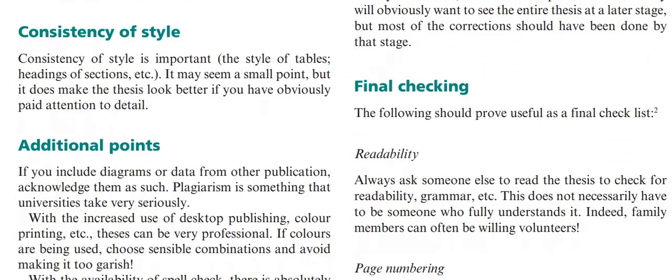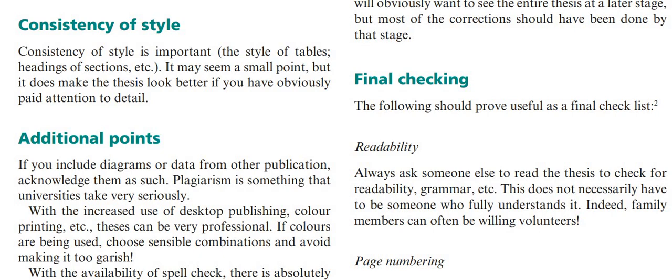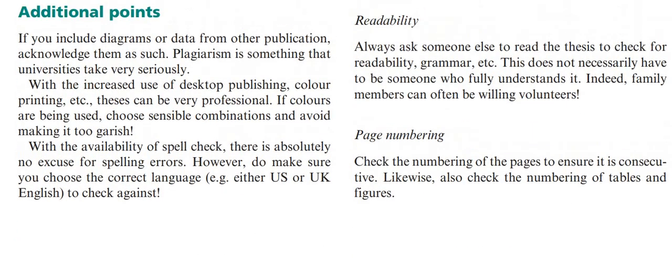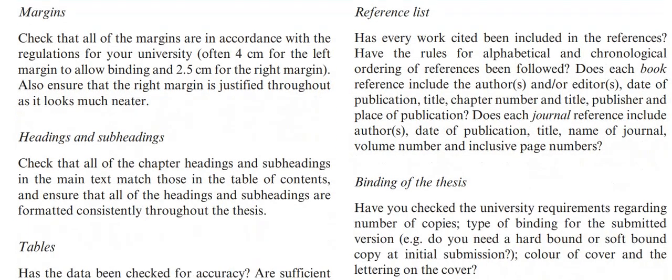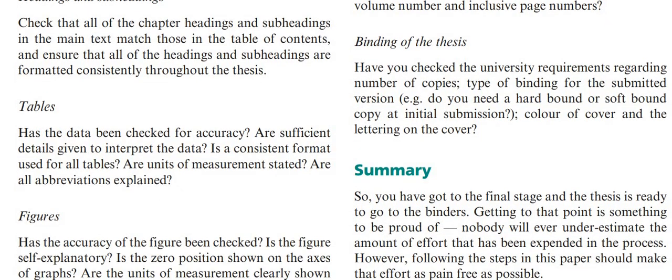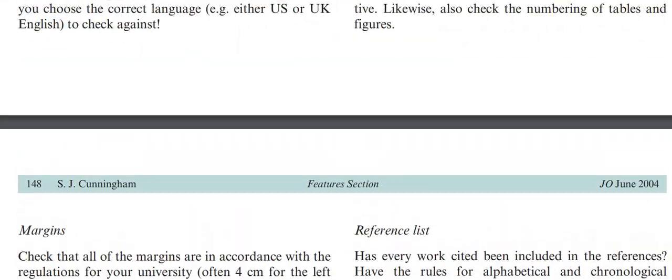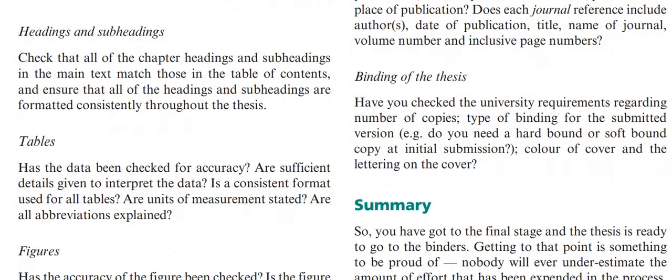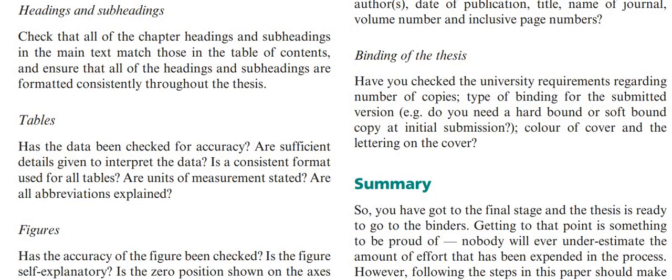So a final checklist should prove useful. A final checklist: readability, page numbers, this is very important. Margins, take care about margins, headings and subheadings, tables, figures and appendices, the reference list, binding of the thesis. Binding is also a very important part. Have you checked the university requirements regarding number of copies and types of binding for the submitted versions? Do you need a hardbound or softbound copy at initial submission? Color of the cover and lettering on the cover.